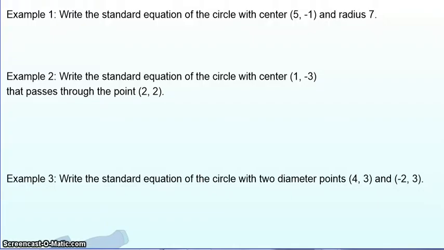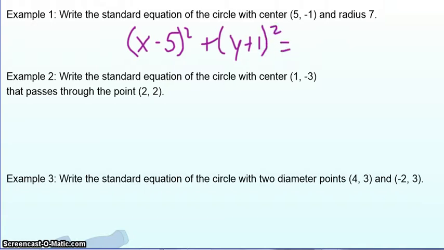Okay, so in a couple examples, we're going to write equations of circles. So we're going to write an equation of a circle if the center is (5, -1) and the radius is 7. So again, we're going to do the opposite: (x - 5)^2 + (y + 1)^2 = and then 7 squared is 49. So that was a simple one. All right, example 2 is a little trickier.